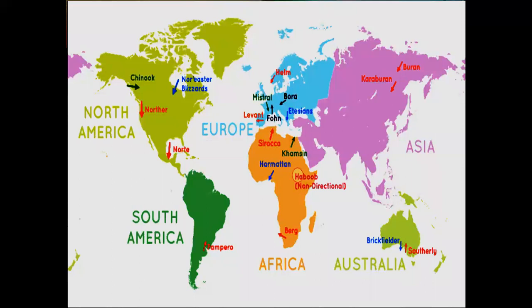Sirocco causes dry, dusty conditions along the northern coast of Africa, storms in the Mediterranean Sea, and cool, wet weather in Europe.